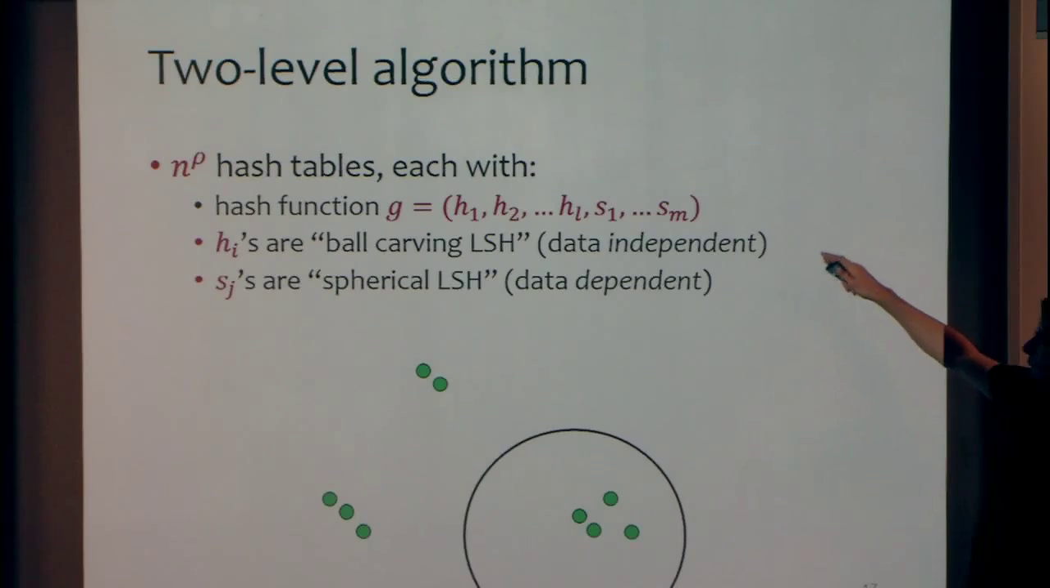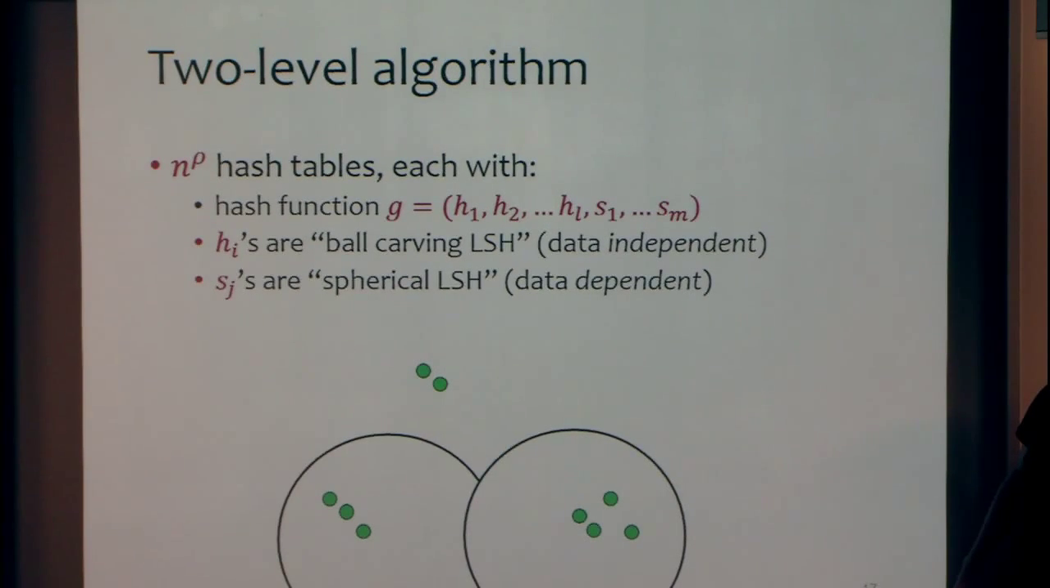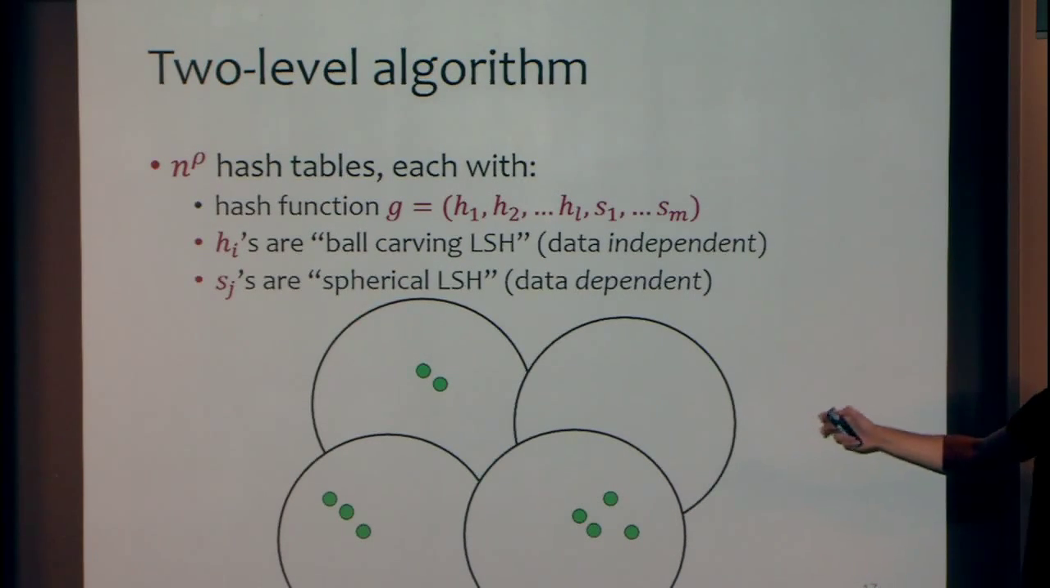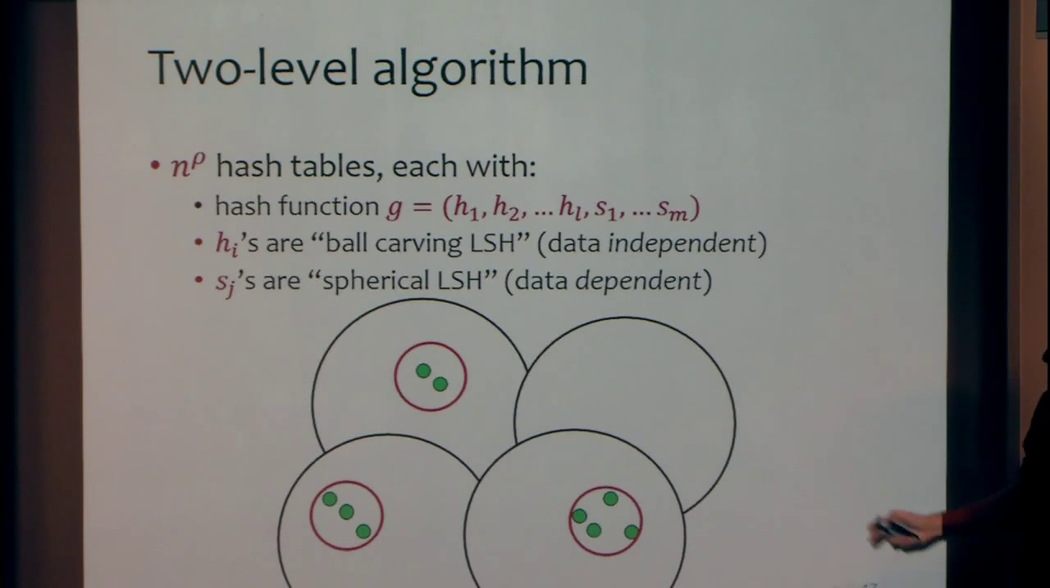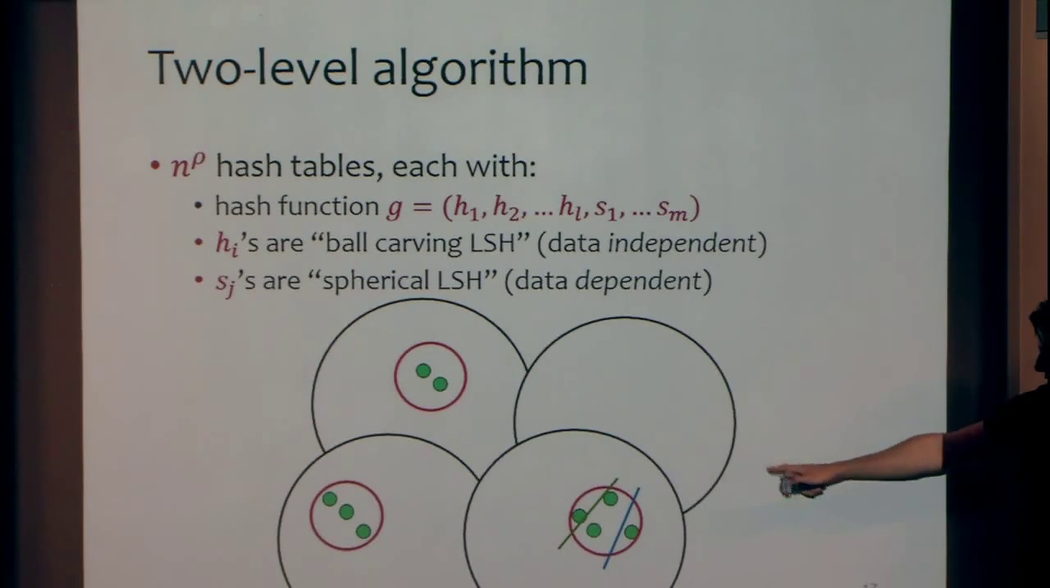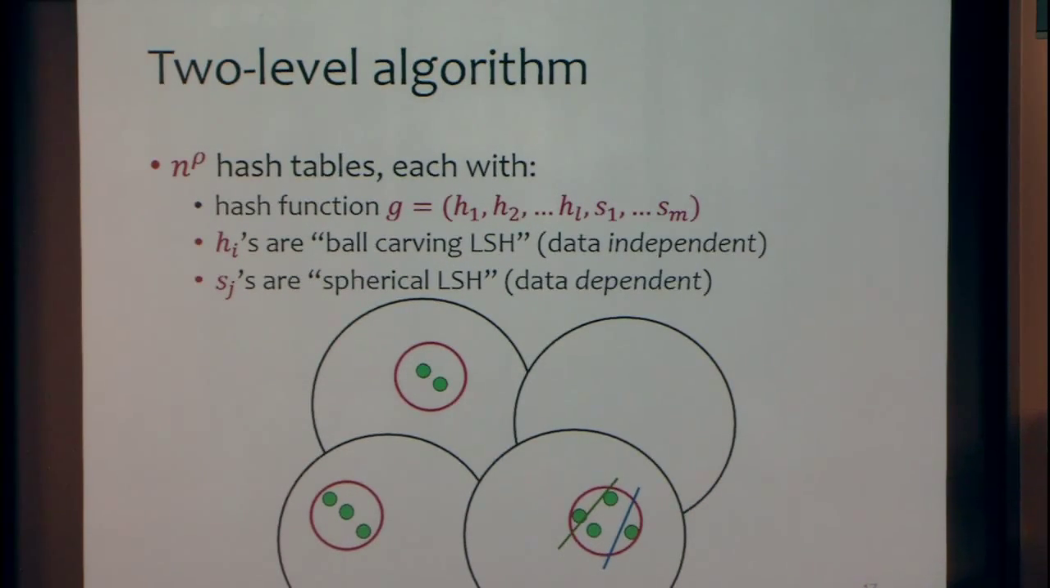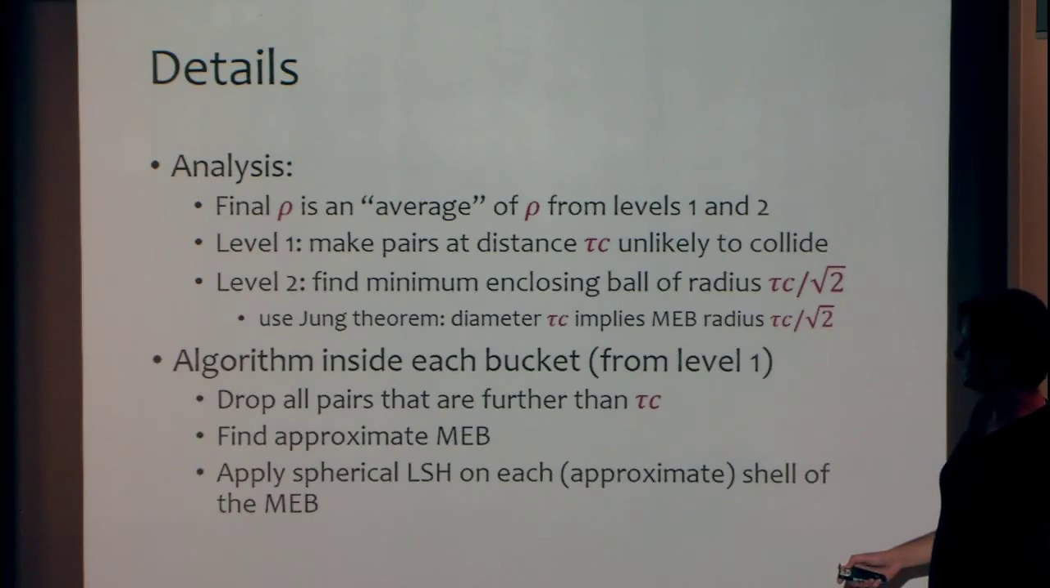So in general, this ball carving will look like balls that are just carved out of a space. Perhaps something like this. This is the data-independent part, and then you look in each bucket, you look where the data is, you draw some balls around it, and then you do this spherical LSH, which carves out caps. Right? And that's roughly the algorithm, modulo many details. These are white lies, right? But here are some of the details.